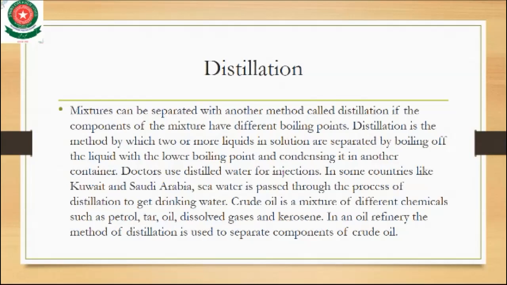Distillation is the method by which two or more liquids in solution are separated by boiling the liquid with the lower boiling point and condensing it in another container. It is a method in which you can separate more than one liquid by their boiling points. You compare the boiling points, boil the one with the lower boiling point, and then condense it into another container, so you can separate the mixture.